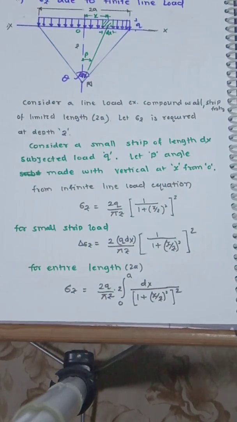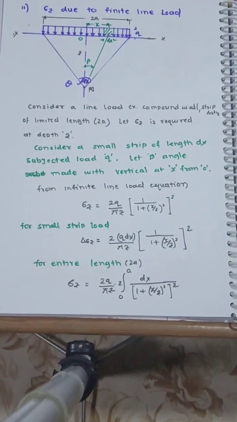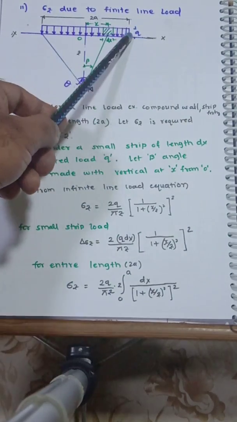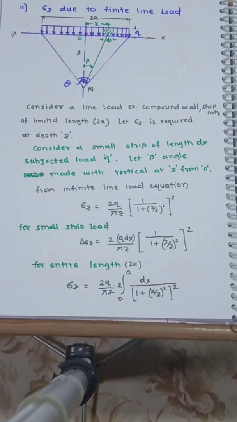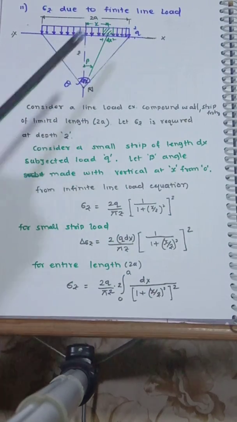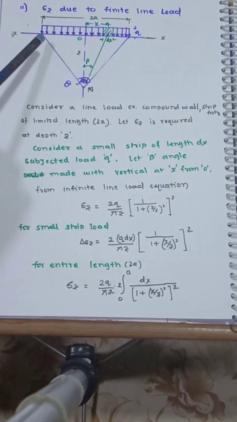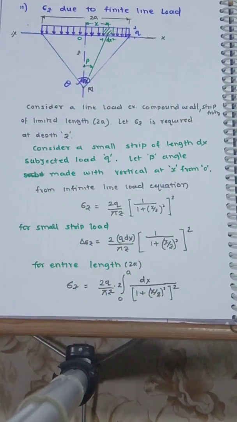Now the second line load we go through. It is due to again a line load, but now a finite length is defined, that is equal to 2a. Okay, so for example it's a compound wall, or maybe a strip footing with a limited length. So these are some common examples.